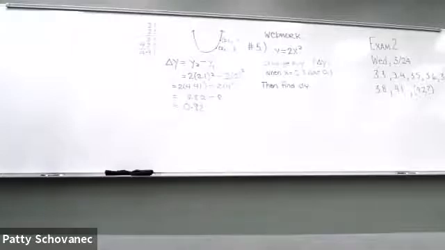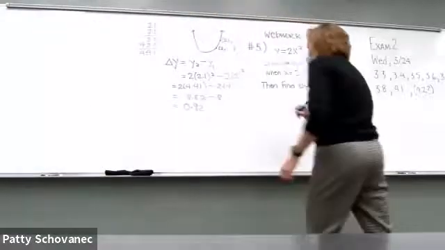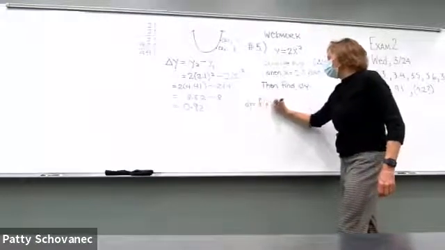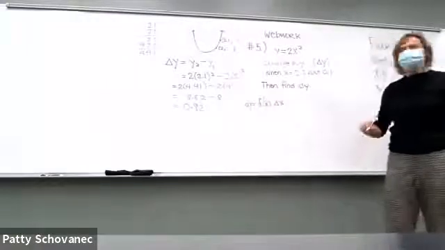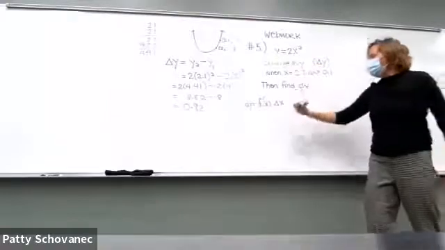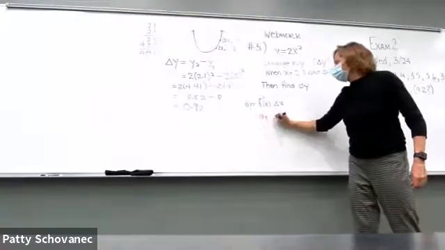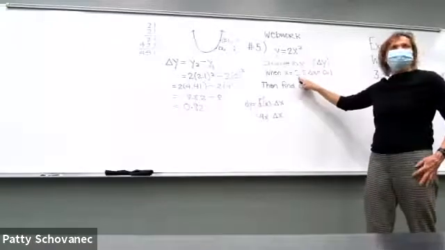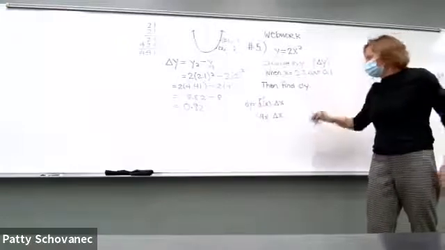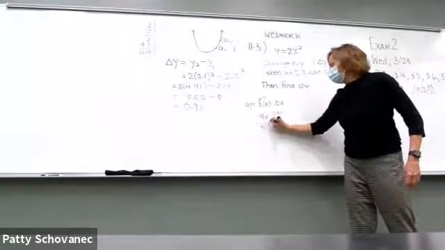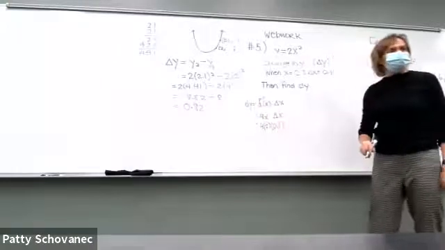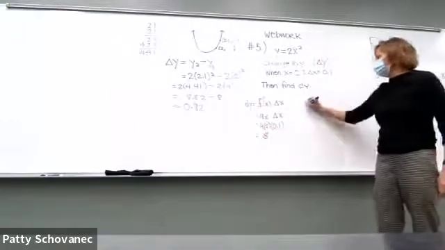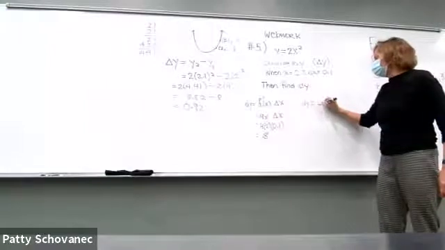Our approximation to the exact change in y is this differential in y. And the differential in y is just given by the derivative at the nice point times the change in x. Our derivative is just 4x. So we put the nice point in there, which is the 2, and the delta x is the 0.1. So I get 8 times 0.1 is 0.8. Okay, so you can see that dy is roughly equal to the exact change in y.